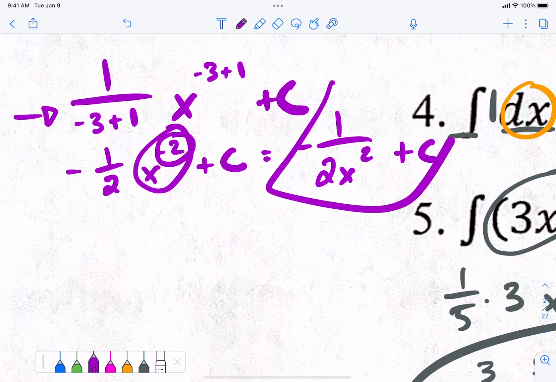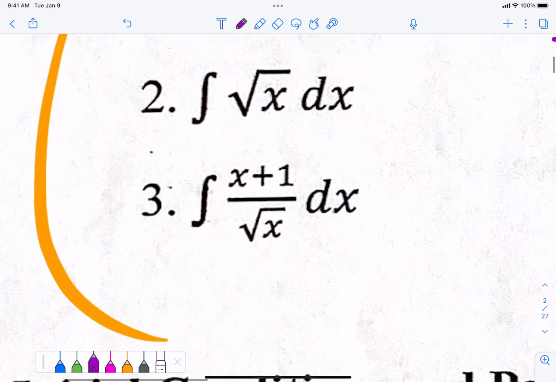So this is my antiderivative. You see how that works? Anybody have any questions about that? It's so ugly. X to the negative third power. When you add, it actually becomes negative 2. That's the confusing part. Okay? All right, let's go to this one.